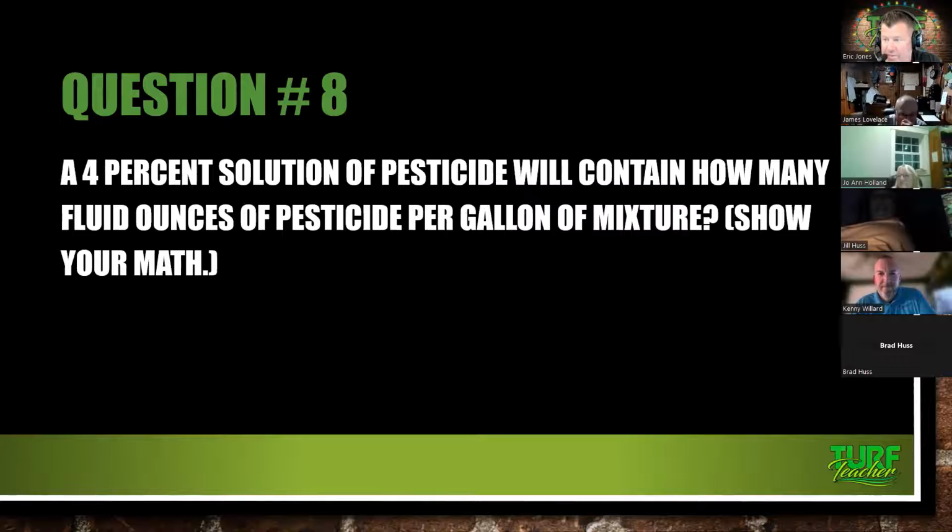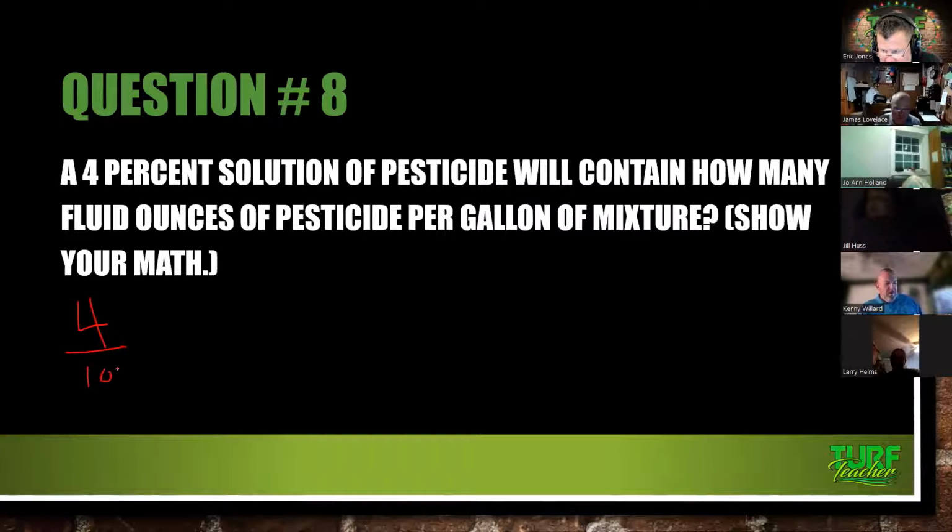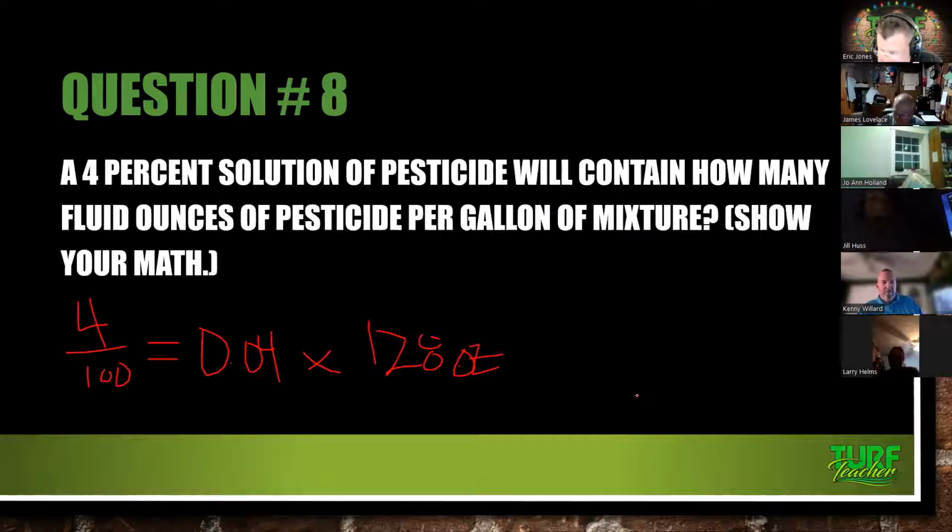Question 8. A 4% solution of pesticide will contain how many fluid ounces of pesticide per gallon of mixture? So we got a 4% solution. Again, convert it to decimal form. 4 divided by 100 is 0.04. And then we're going to multiply that times 128 ounces that is in a gallon. That's going to give us 5.12.